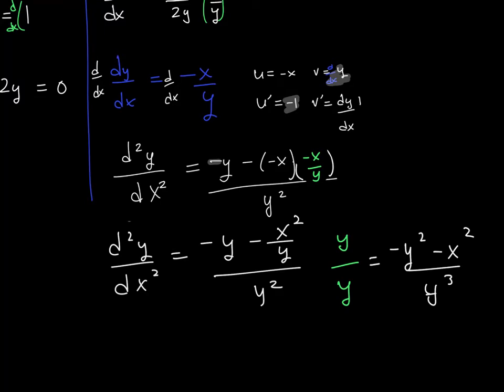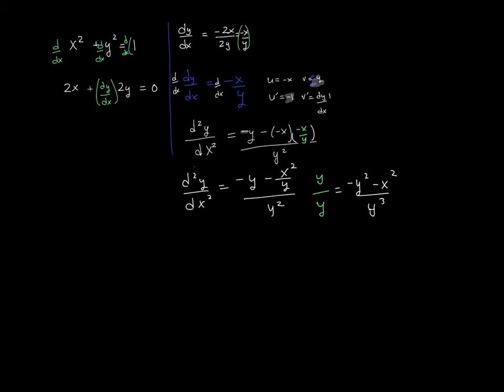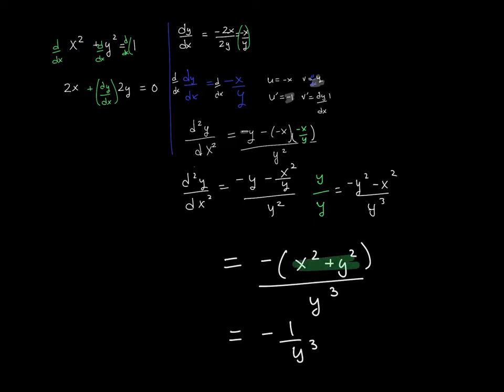And we can even simplify this more. Let's take a look back up at the beginning. I can take out a negative, and then I'm left with x squared plus y squared all over y to the third. But remember what our original equation was? Our original equation was x squared plus y squared is equal to 1. So the second derivative is equal to negative 1 over y to the third. That's because in my original equation, I said that x squared plus y squared was equal to 1, so I just made that substitution.